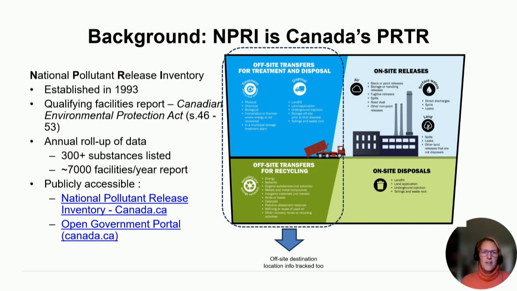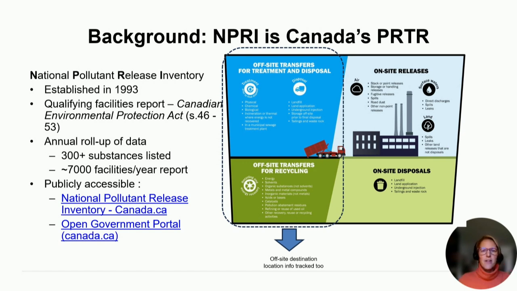First, a bit of background on the NPRI. It is Canada's national PRTR, and it's administered by Environment and Climate Change Canada under the Canadian Environmental Protection Act. There are currently over 300 substances on the NPRI at various reporting thresholds, and in recent years, roughly 7,000 facilities report to NPRI each year.